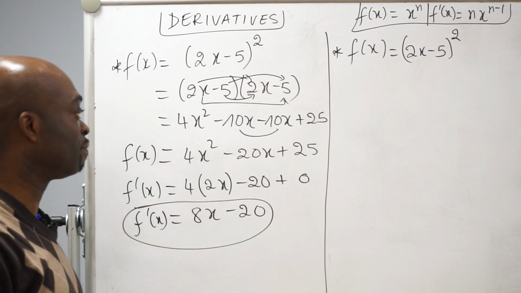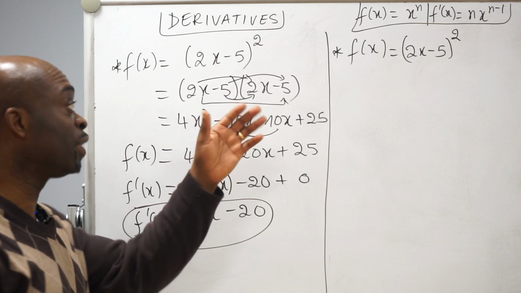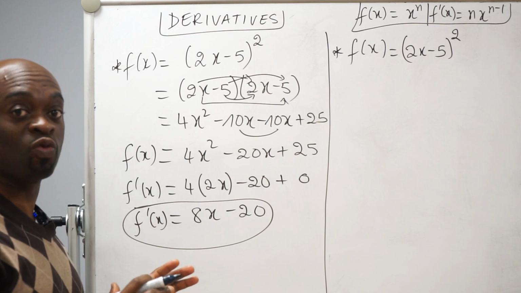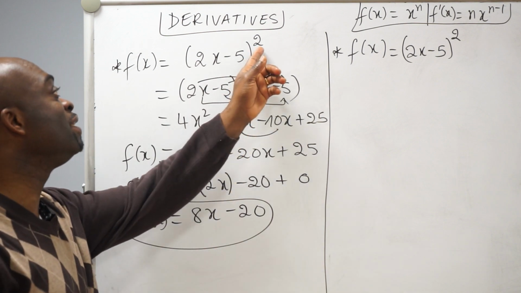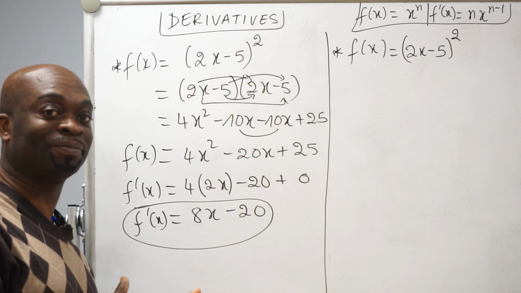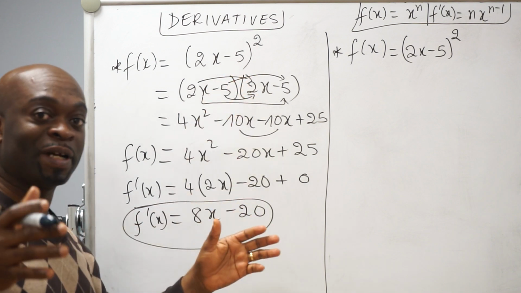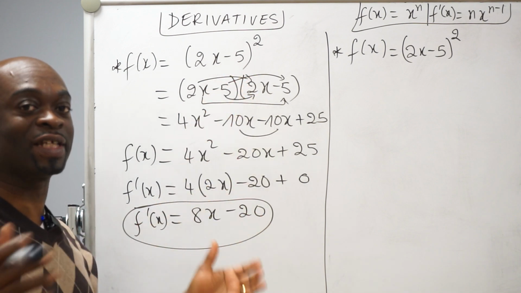You finish with it. So this seems to be a little longer compared to the one that we're going to do now. But if you feel comfortable with this one, that is fine. However, the problem with it is that when the power becomes larger, it becomes a problem. Because then you're multiplying (2x minus 5) times (2x minus 5) times (2x minus 5) all the way, so it wouldn't work. It's just going to take all your time.